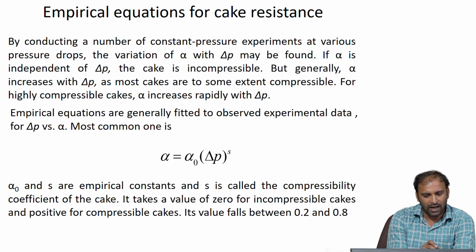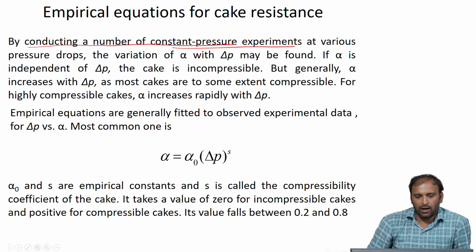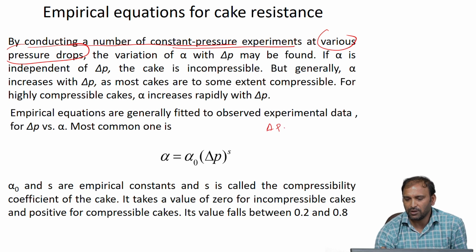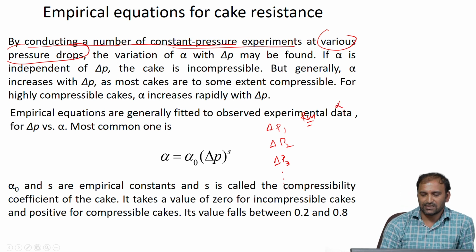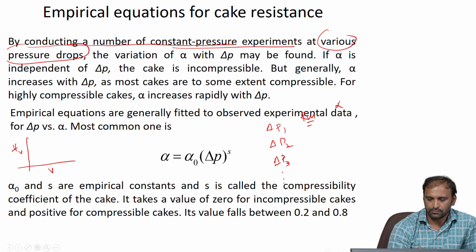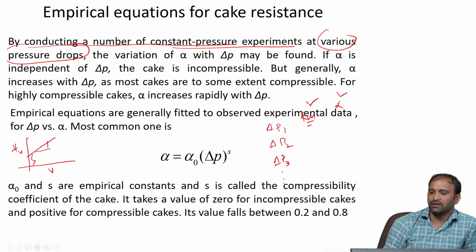So what I can do is conduct a number of constant pressure experiments. That means I maintain various pressure drops, that is, I do experiments at delta P1, delta P2, delta P3, like that. And then I calculate what Rm is, and what alpha is. That is, I do a constant pressure filtration and plot T by V versus V, right? Then I get a straight line, I look at the slope and the intercept, and from the slope and the intercept I can calculate these things.